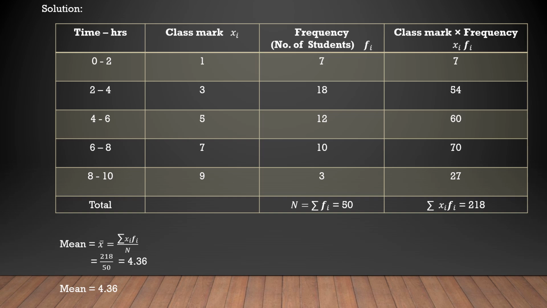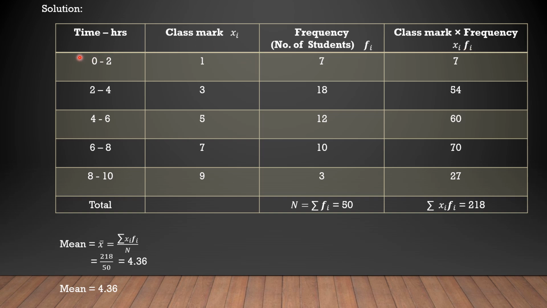So first we draw 4 columns. First column for time in hours, then class mark which is denoted by xi, then frequency, number of students which is denoted by fi, then class mark into frequency, that means xi fi.